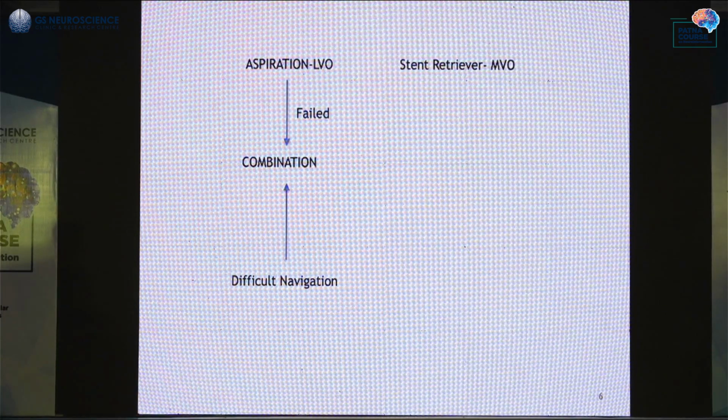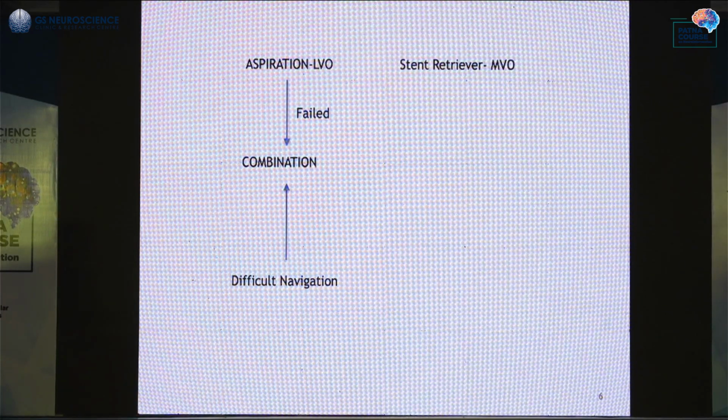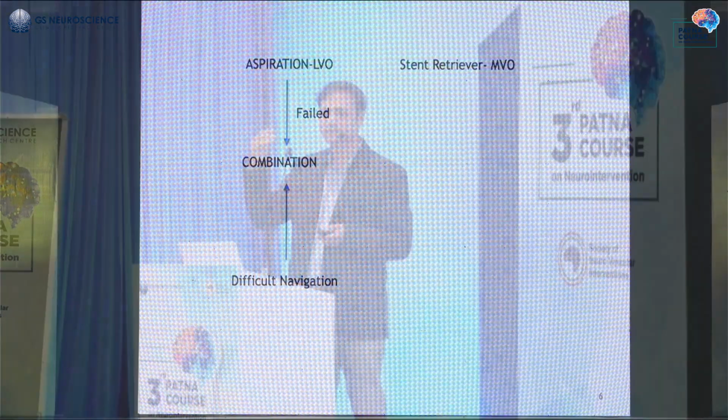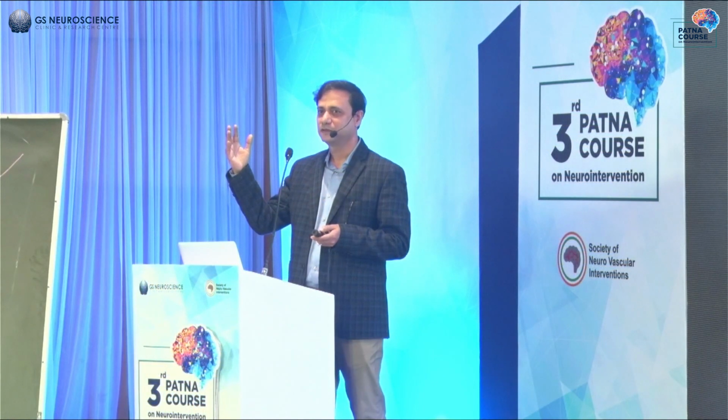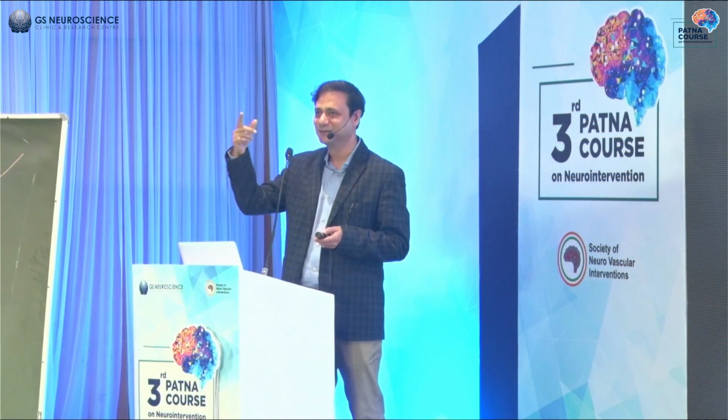How many are doing the stent retriever as the first choice, and how many choose aspiration as the first? So almost equal. And how many are doing combination as the first technique? And how many double stent only?